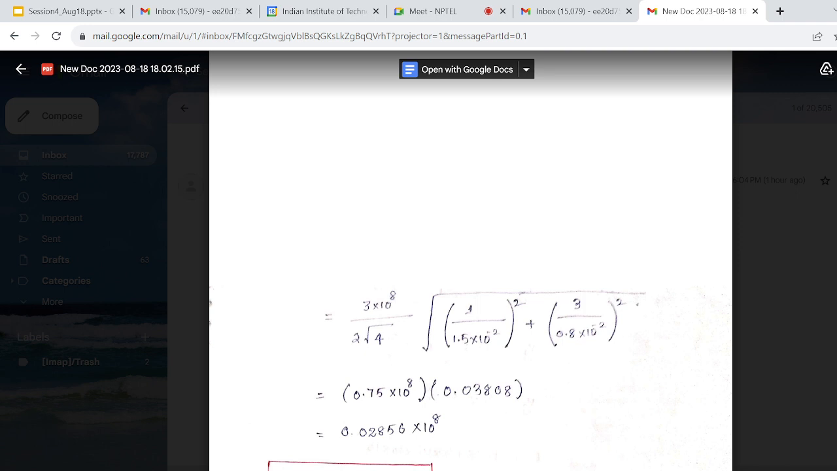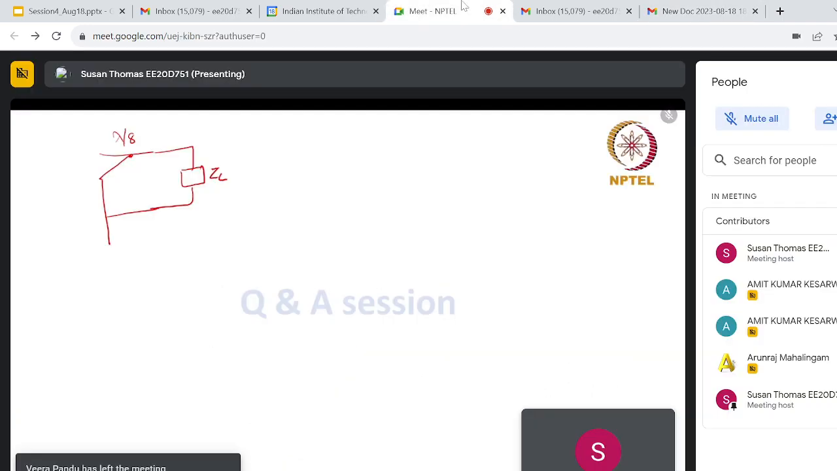Ma'am, in the last question, in the taper section, if the question is to find the magnitude of the reflection coefficient, then in that formula we will ignore the exponential term, basically the phase term. Yes, yes. Okay.